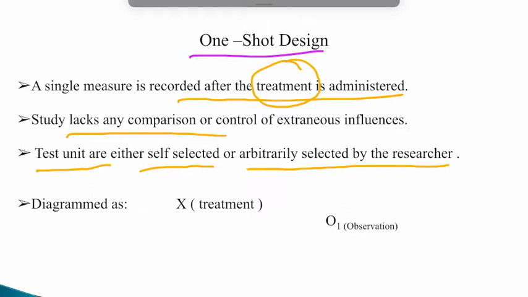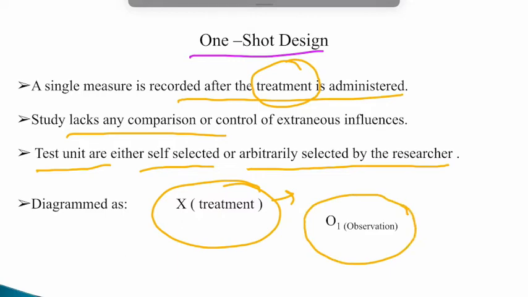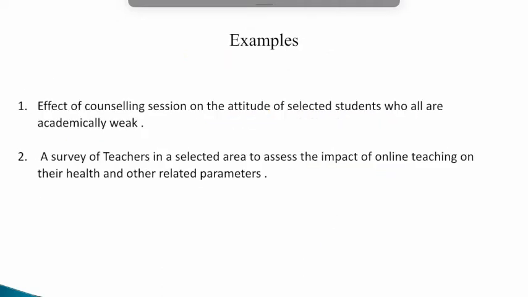When we talk about this design, X is denoted as the experiment, the treatment, and then after having the treatment, O1 represents the observation. So we give the treatment and then we have the observations. Let's understand it further with the examples.